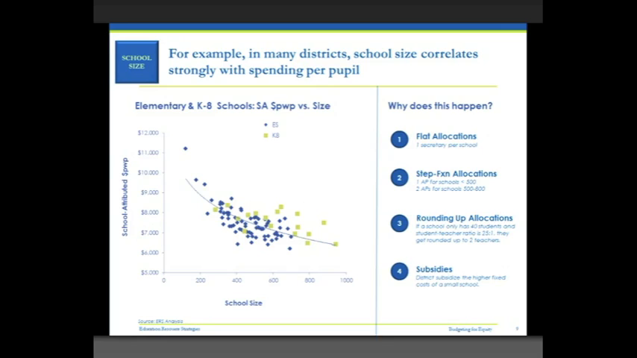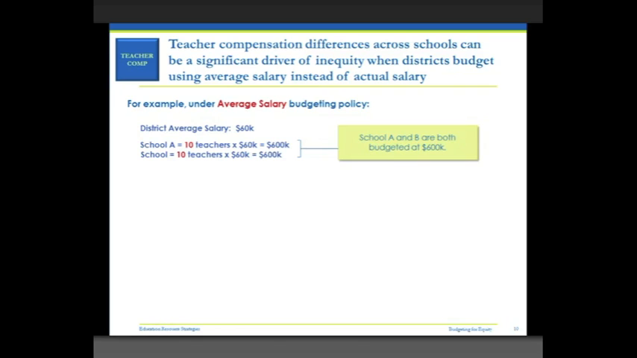And the last reason that funding differences happen is that districts sometimes just flat out subsidize having higher fixed costs in small schools. So these costs can end up being quite a lot, and it's one of the first things that we do when we go into a school system is really calculate how many small schools and how much does it cost.